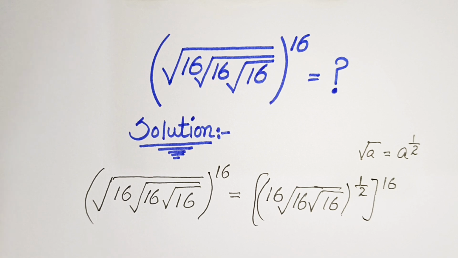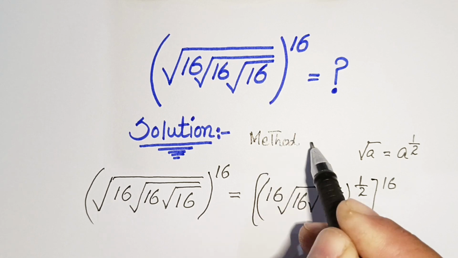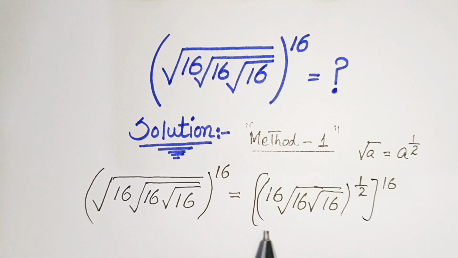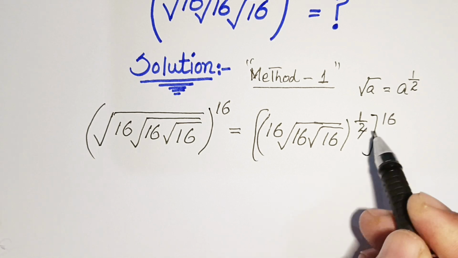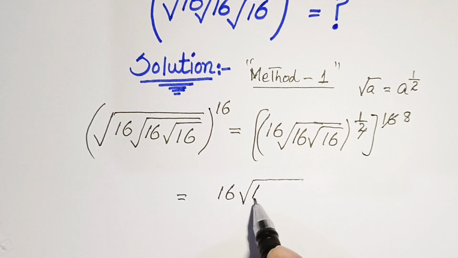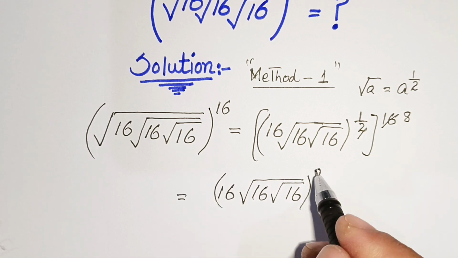We are going to solve this problem by two different methods. So here is our method number 1. We write here that it is our first method, method number 1. According to this method we have done this step here. Now we know that 2 times 1 is 2, which gives 16. So we have this 16 times square root of 16 times square root of 16 whole to the power 8.